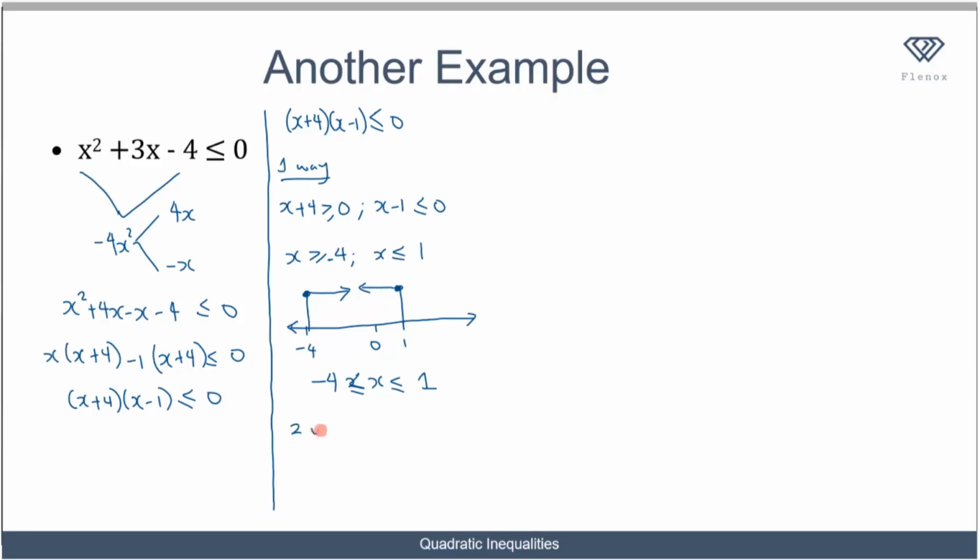Now the second condition, or way, is if the first quantity is negative, the other way around: x plus 4 is less than or equals to 0, and simultaneously the other quantity is positive, so x minus 1 is greater than or equals to 0. So in this case, I'm going to have x is greater than or equals to minus 4, and at the same time x is greater than or equals to 1.